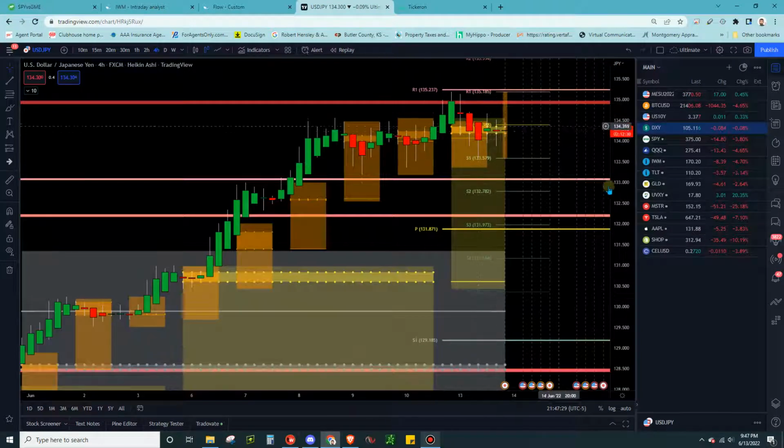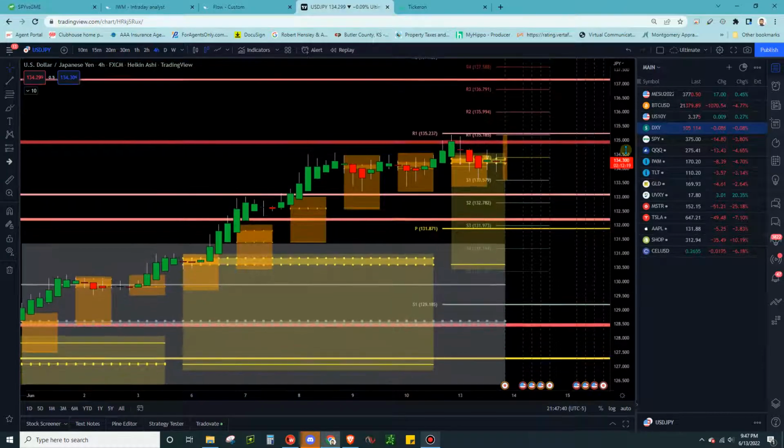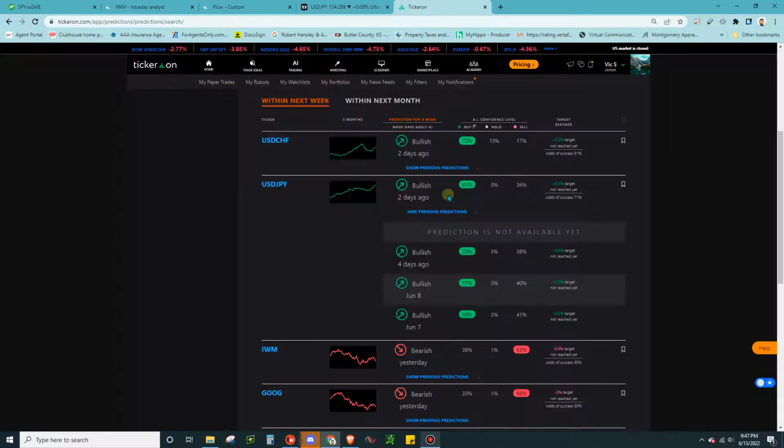It kind of looks like a head and shoulders forming here on the 4 hour, sitting here at the top of last week's range. So not sure if this is going to be able to break up here, this 135 area. But that's what I would be looking for there on JPY.